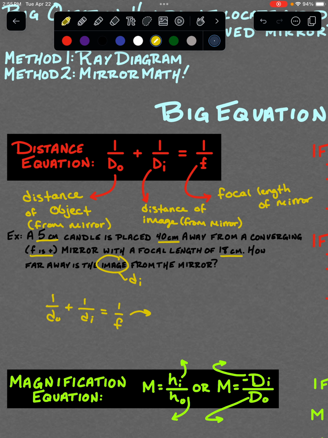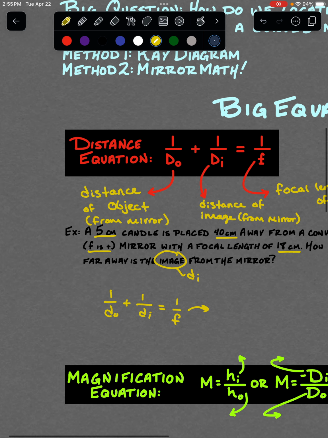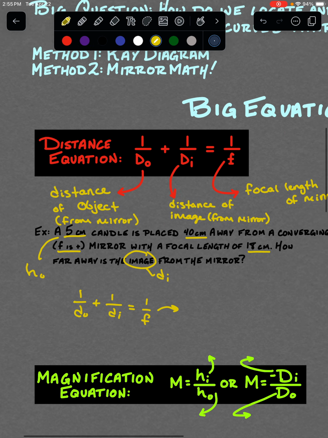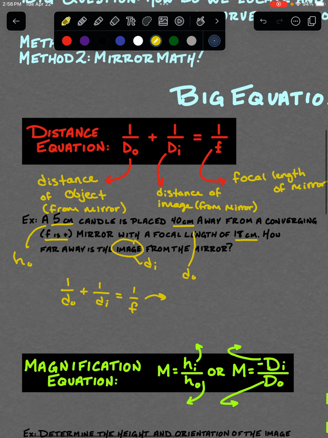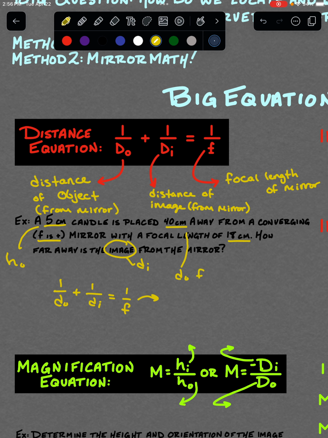All right, this 5 centimeters, that is not necessary until later. That's how tall the candle is. I don't really care about that yet. All right, so that's my height of the object. Doesn't really matter. Now, it's placed 40 centimeters away. Guess what? That's my distance of the object. That's how far it is from the mirror, so that's dO. And it told me the focal length. All right, nice thing. I'm looking for the distance of the image. I don't really have to worry about that negative or not, because I know the distance of the object is in front of the mirror. All right, so it's going to be positive.